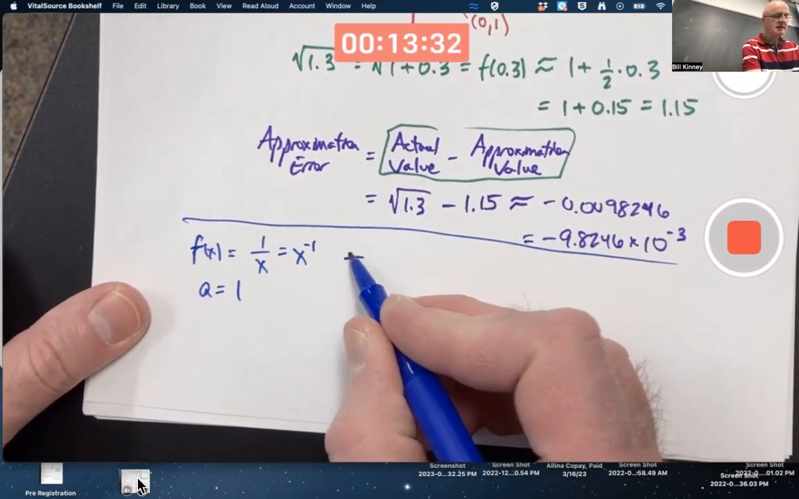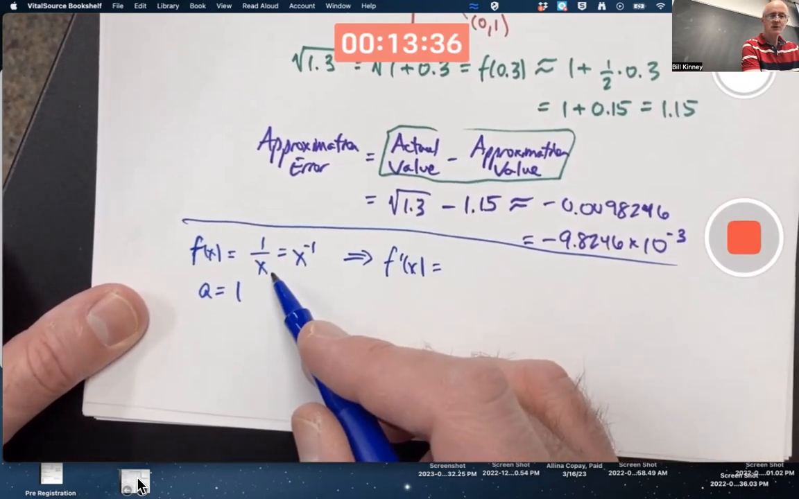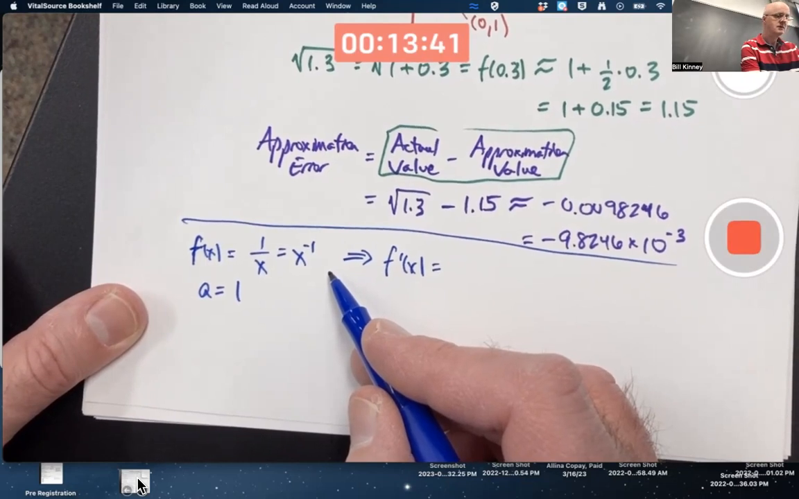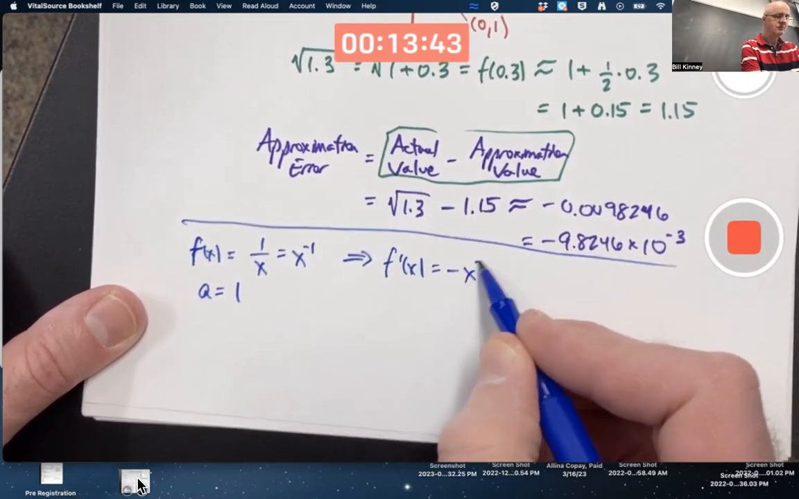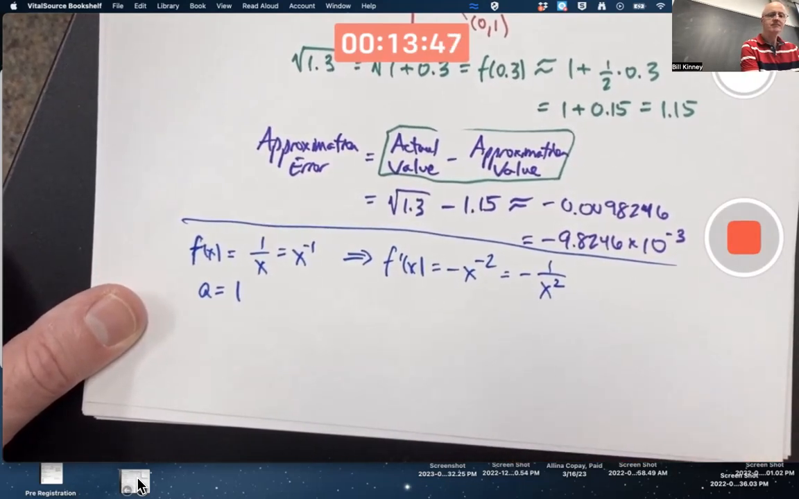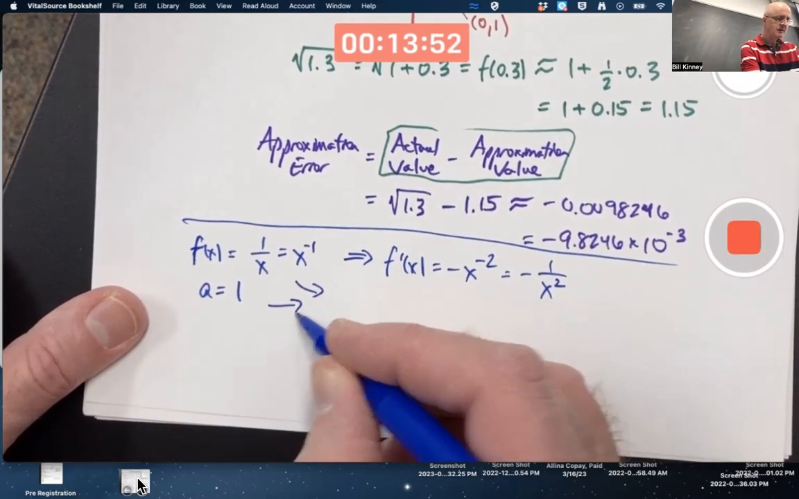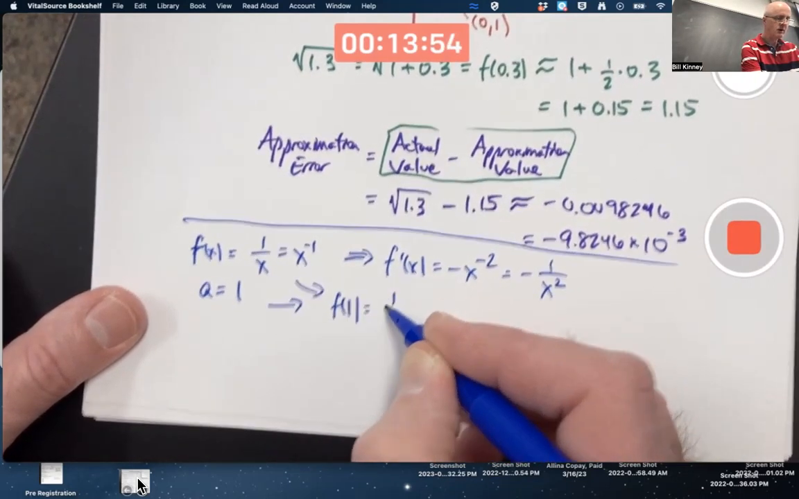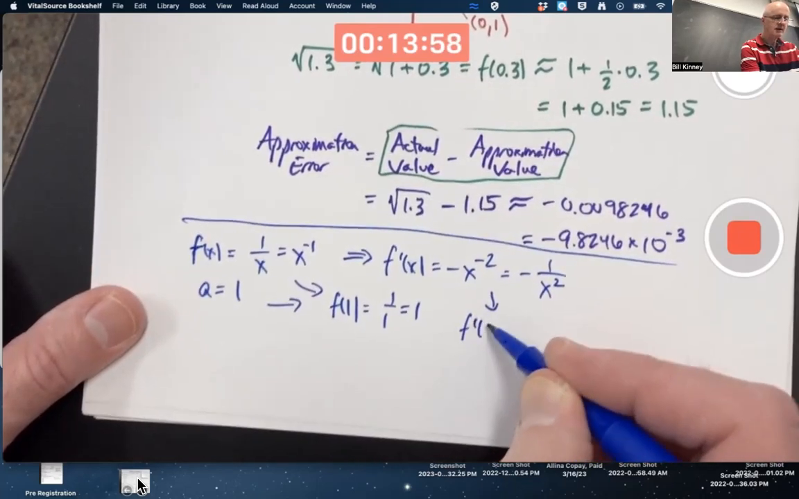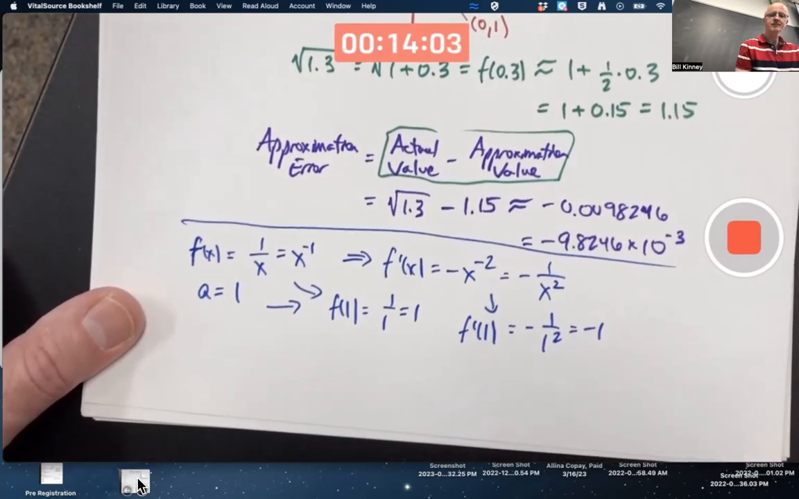What am I going to need? I'm going to need the derivative, f prime of x. I could use the quotient rule, but I don't have to. It's simpler to use the power rule: negative x to the negative 2, same as negative 1 over x squared if you prefer. I need to plug in a equals 1 into these things. F of 1 is 1 over 1, which is 1. And f prime of 1 is negative 1 over 1 squared, which is negative 1.